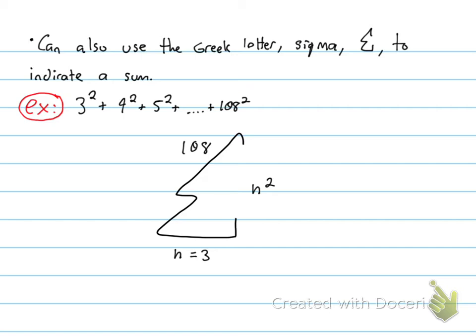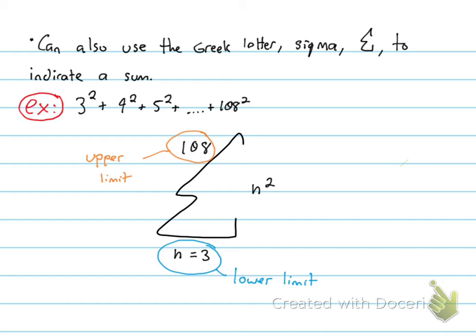I'm starting with n equals 3, going all the way up to 108, and I have n squared for my formula. So let's break this down. n equals 3 is my lower limit. Now that's not my a1 value. My a1 value here would be 9, but I'm plugging in 3 for my first term. So I would call n equals 3 my lower limit.